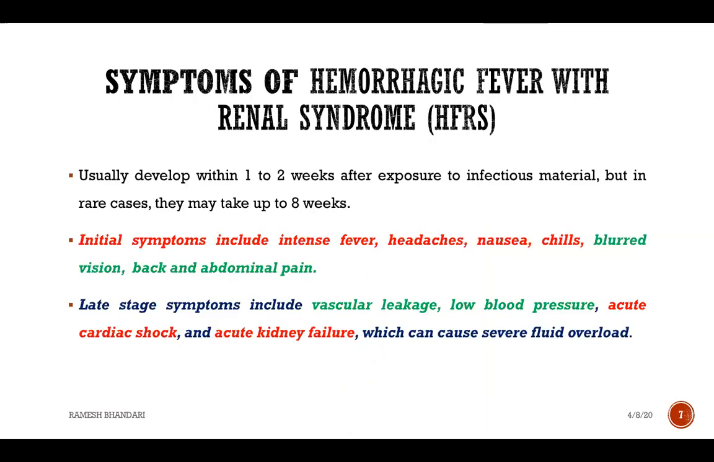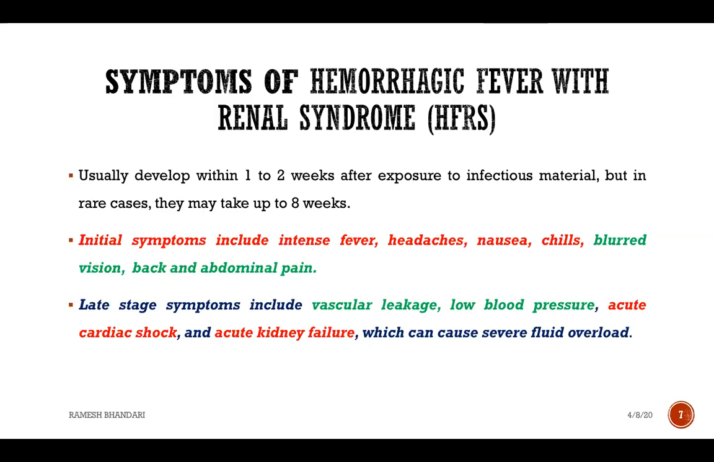The second disease is known as hemorrhagic fever with renal syndrome. The incubation period is around 1 to 2 weeks after exposure to infectious materials, but in rare cases, it may take up to 8 weeks. At the initial stage of the disease, the person will develop high fever, headache, nausea, chills, blurred vision, and back and abdominal pain.